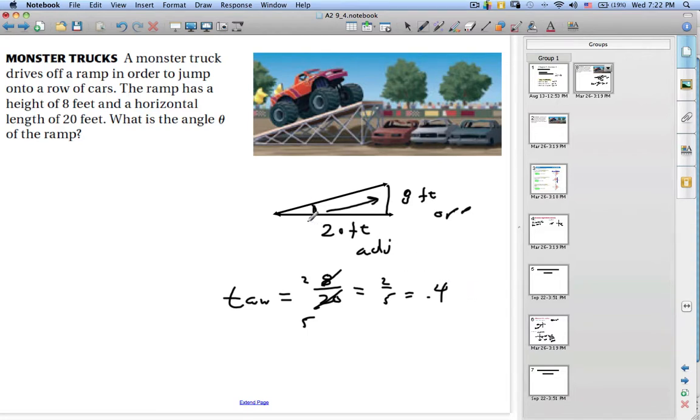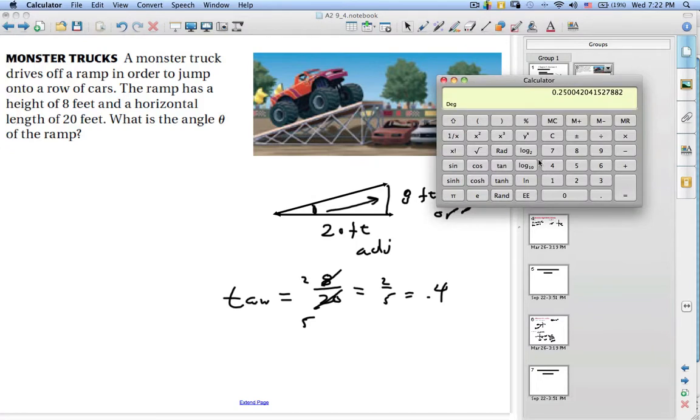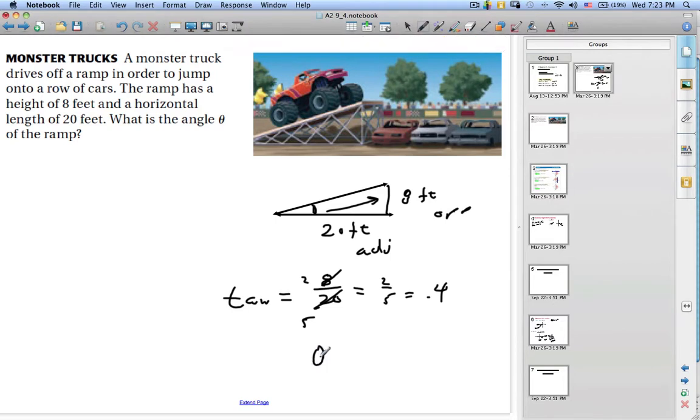If I want to know the angle, I can say, if my tangent was 0.4, then what was the angle that had that? It's 21.8 degrees. So I know that theta in this case is equal to 21.8 degrees. Again, I did this by calculating the tangent and then using the inverse tangent function to find the angle.